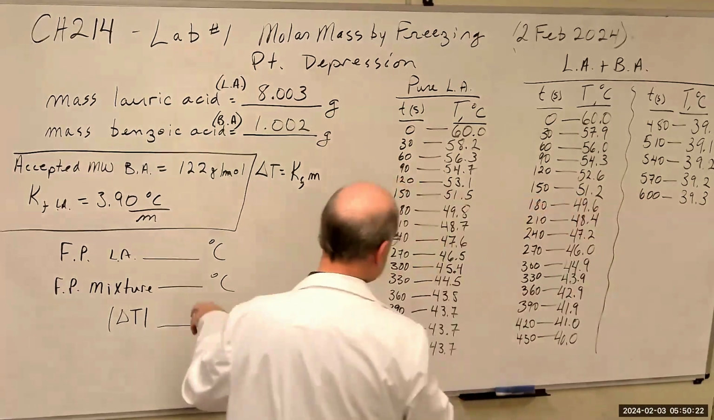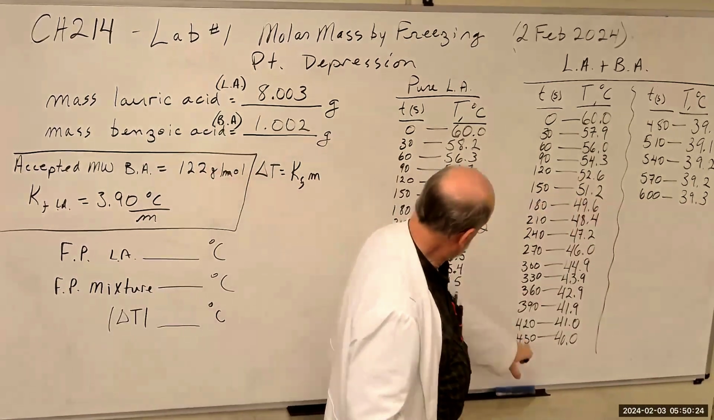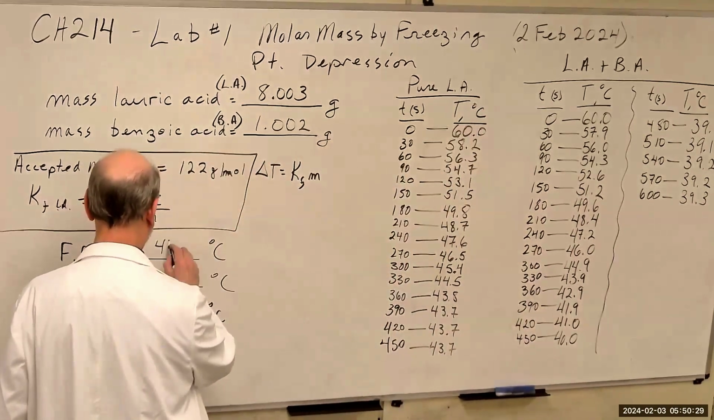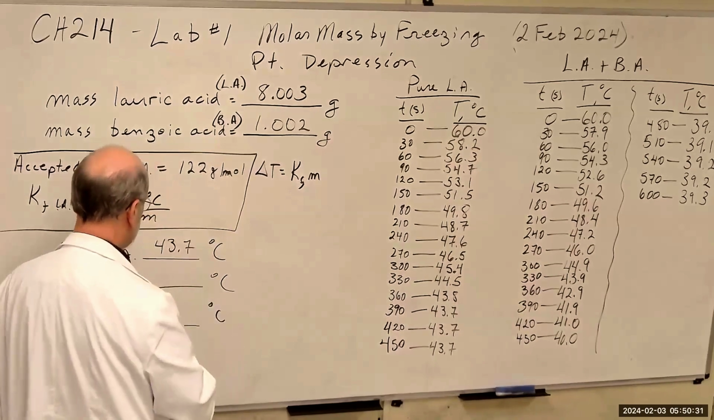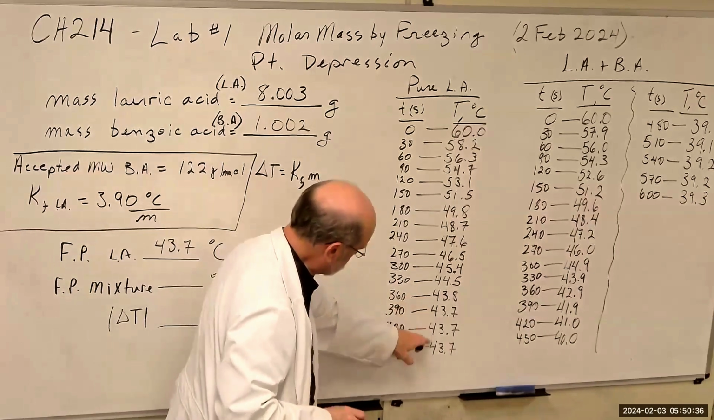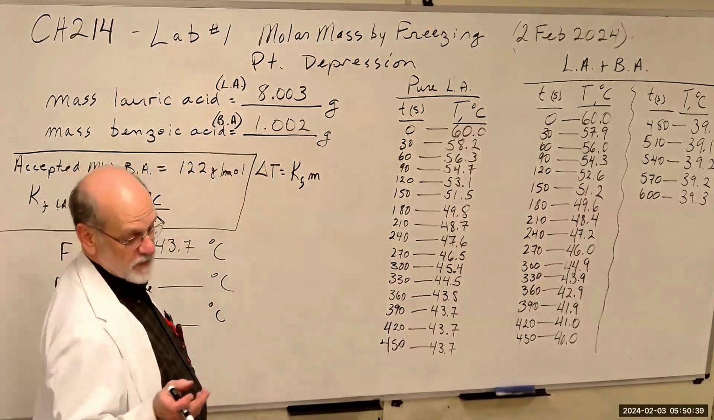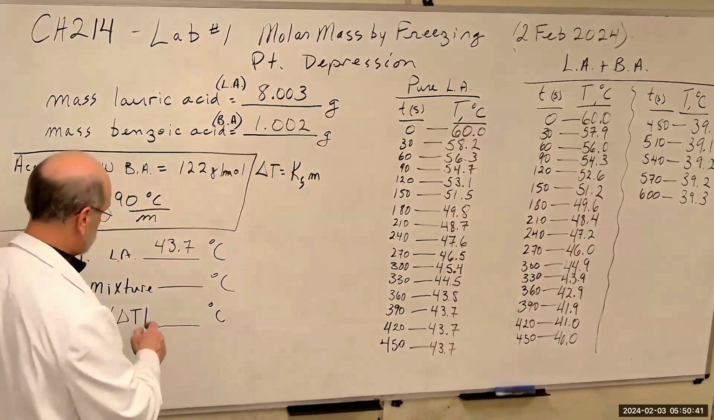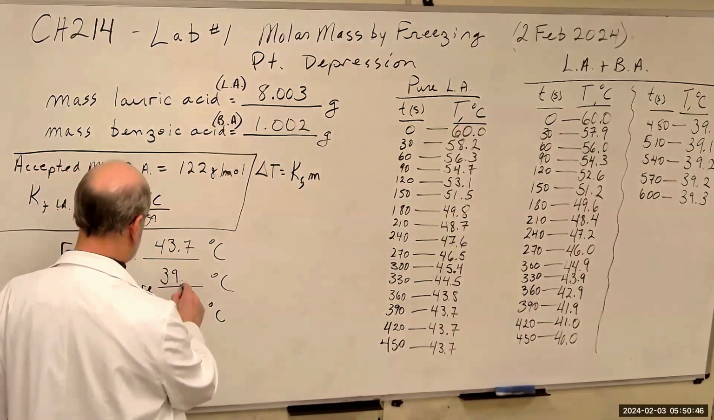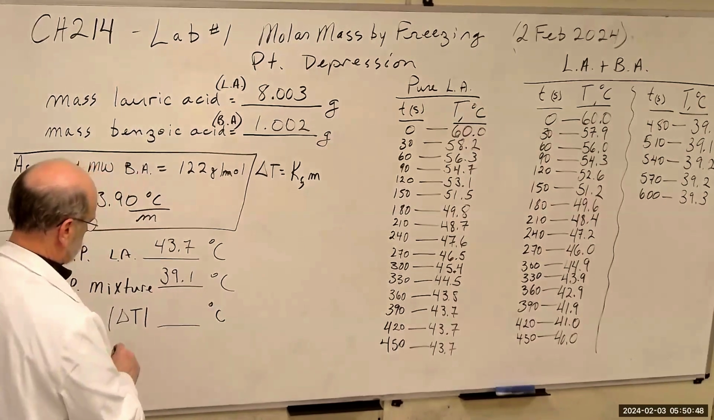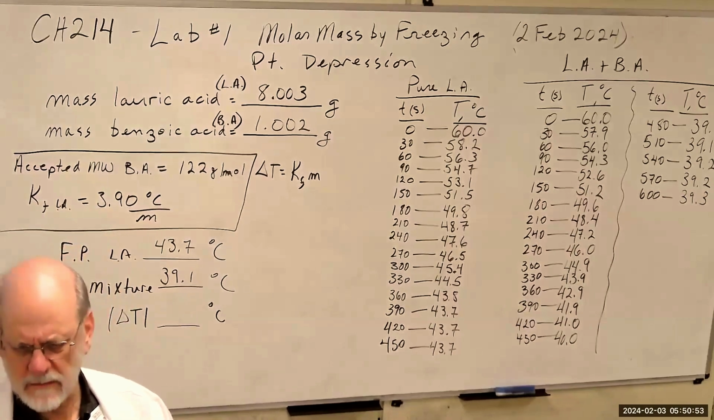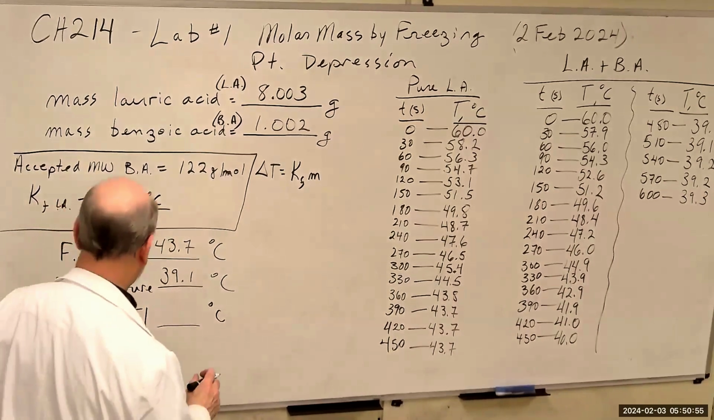Okay, so this one, what do you think? 43.7? For what? 43.7 for that one? The freezing point? Yeah, for lauric acid, it's stable there, right? You're still going to graph it. But for now, we can say 39.1 here. So when we graph these, you don't want us to graph just the 39.2 and 30? Oh, graph the whole thing. Yeah, all your data.